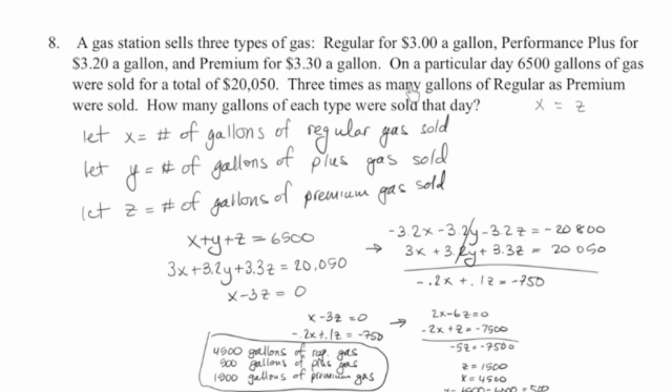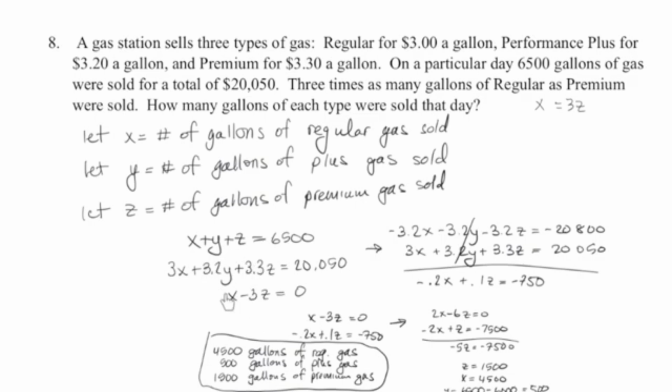What it's saying is 3 times as many gallons of regular was sold. So this number x is already 3 times as big. In order to make them equal to each other, we need to multiply z by 3. Now they're equal to each other. Since x was already 3 times as big, if I multiply z by 3, now they have the same value. So x equals 3z is the equation that comes from this statement. If I want to get it equal to 0 and get the variables on the same side, I'm going to have x minus 3z equals 0. That's where this third equation came from.